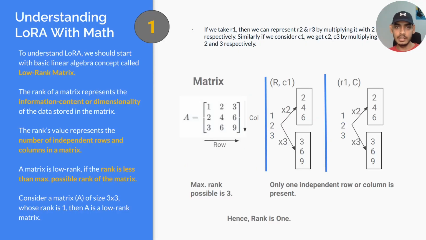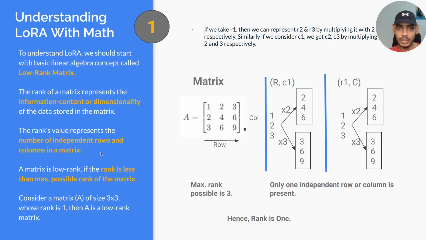So let's understand the math behind LoRa, right? LoRa is low rank adaptation. This is a basic linear algebra concept. Okay, what is rank first of all? In a matrix, rank in an abstract form refers to the information content or the dimension of the data inside the matrix. In this case, if you see, this is a 3x3 matrix. You have 1, 2, 3, 2, 4, 6, 3, 6, 9. So this is your information content of the matrix.